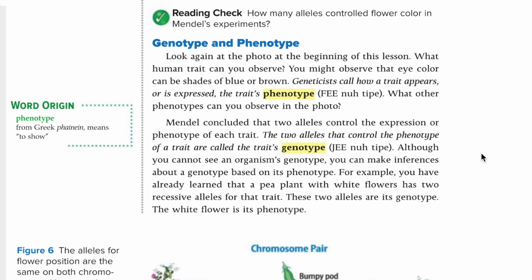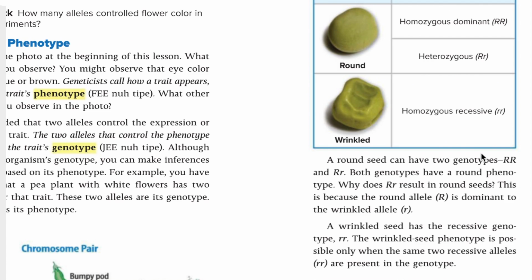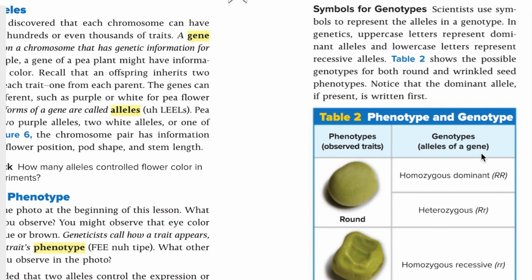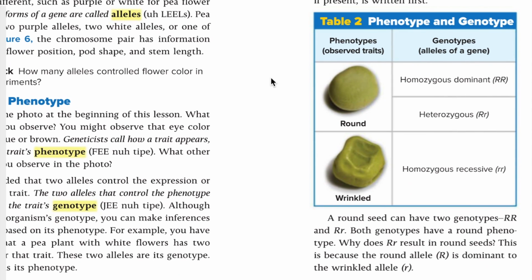The code for the phenotype is the genotype. We can't see the genotype. That's the code inside your DNA that codes for what you look like, the phenotype. Remember, we can't see the genotype, so instead of seeing the genotype, we use symbols. Symbols such as uppercase letters to represent dominant alleles and lowercase letters to represent recessive alleles.